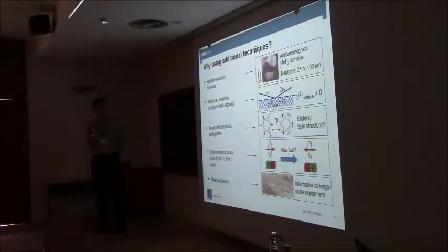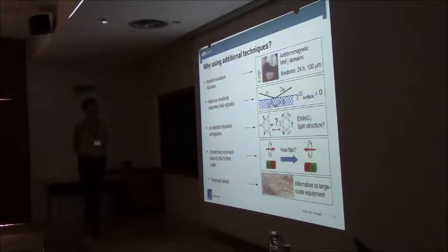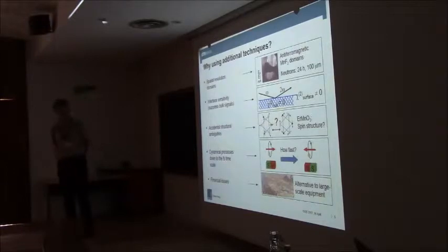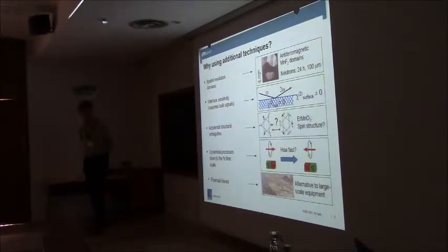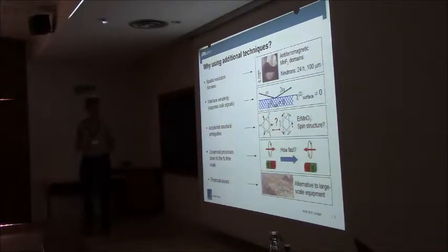And here is one of the very few examples where someone has scanned a sample with neutrons and done diffraction, and then accumulated over 24 hours an image of the domain structure. But you see, 24 hours, 100 micrometer resolution. And it would be better to have another technique that does it in minutes, for instance.